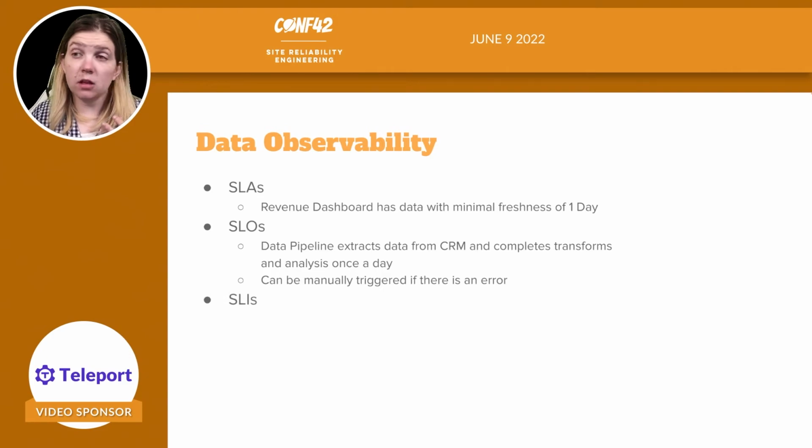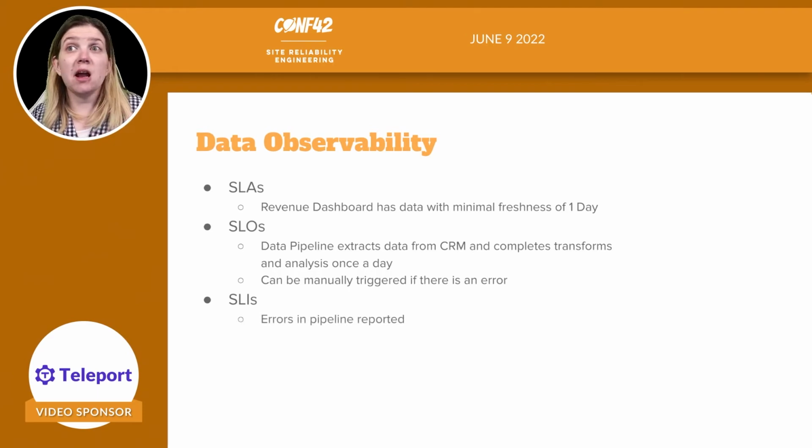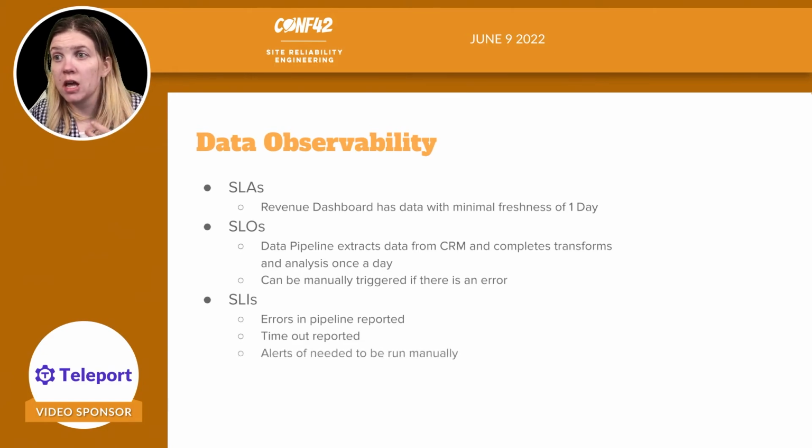So then we have SLIs, right? These are the indicators that alert us if we need to, as a reliability engineer, get involved. These can be errors if something happens in the pipeline, right? Maybe our model doesn't complete training. Maybe one of the transformations doesn't happen. Maybe we can't connect to the CRM. Maybe we time out and we are not able to write to our data store. That timeout could be on the CRM or on the training.